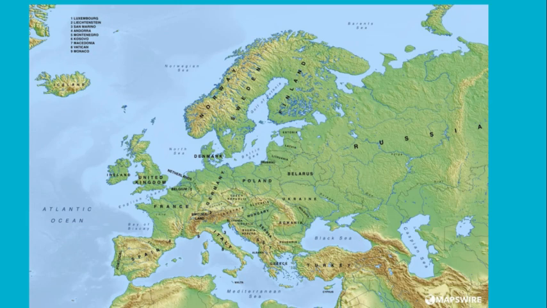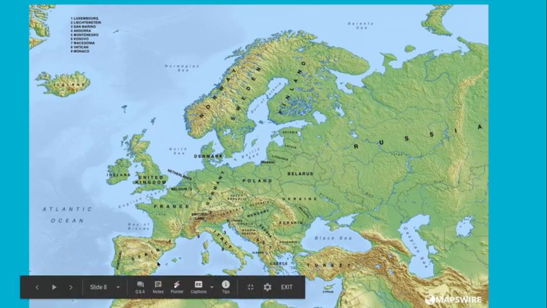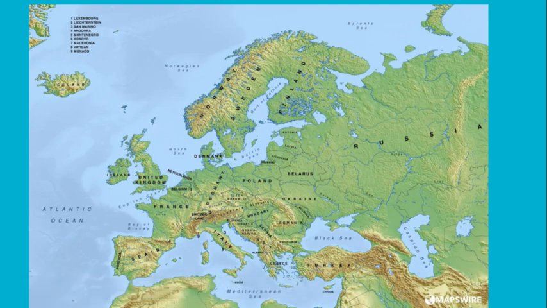And again, this is a map of Europe. Now, this kind of map is what we call a physical map. It is showing us mountains, which are these brownish areas here. Okay, these are all mountainous areas over here and here. Okay, and then the greens are more of our flatlands.